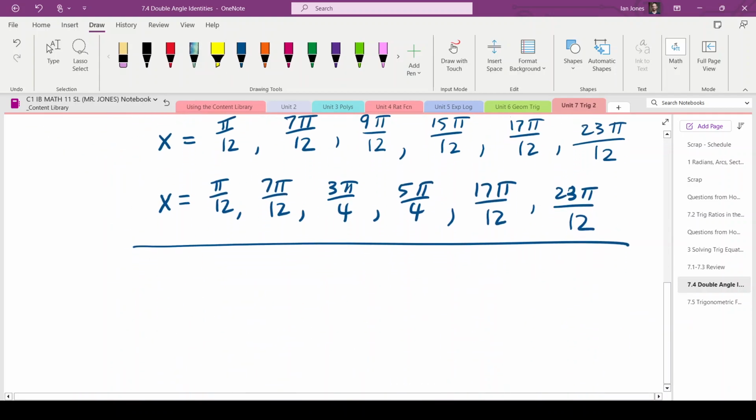With that, you can go ahead and do exercise 12E.